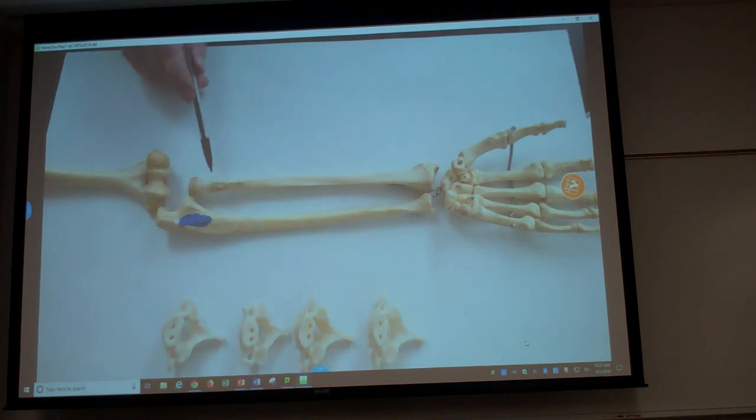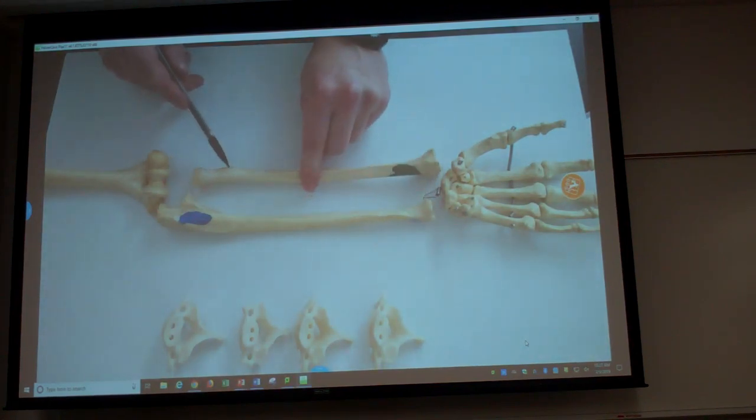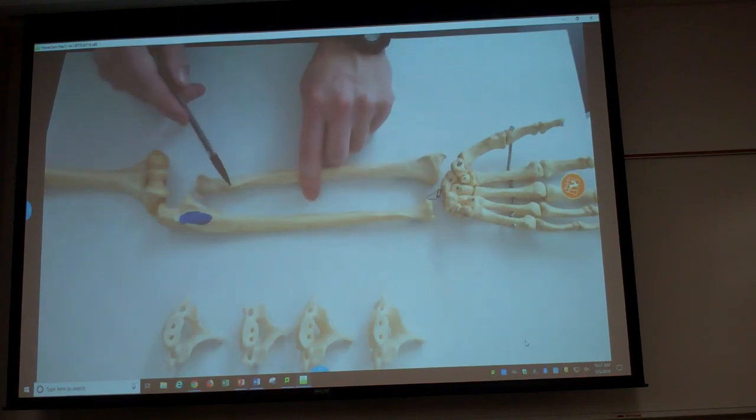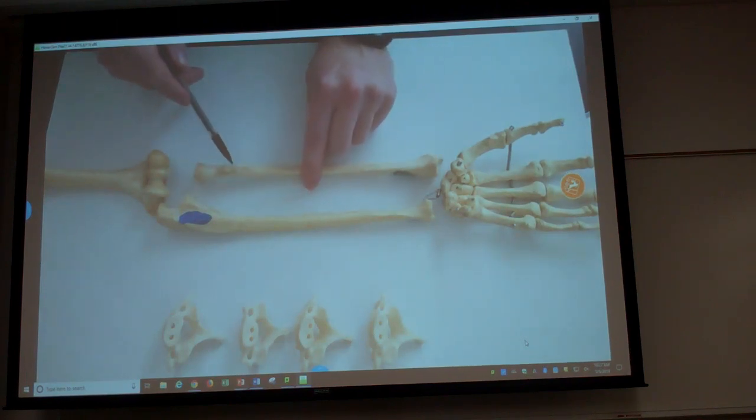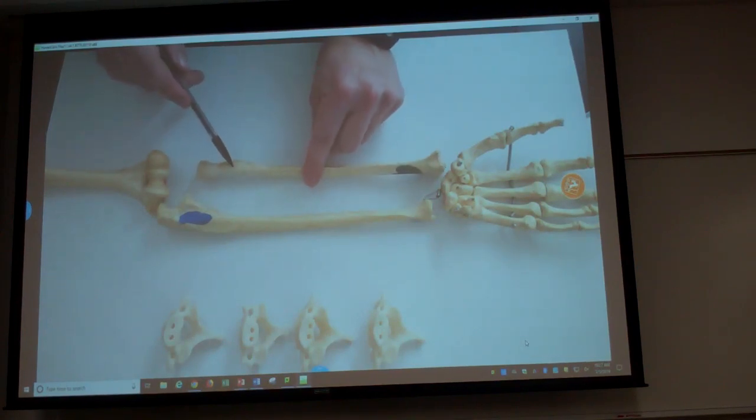And of course, we've got a head, which means we've got to have a neck. So there's the neck of our radius. Down here, we've got this bump. If we turn to the side, you can see it's a little more pronounced. That's the tuberosity of our radius, and this is going to be on the anterior side.